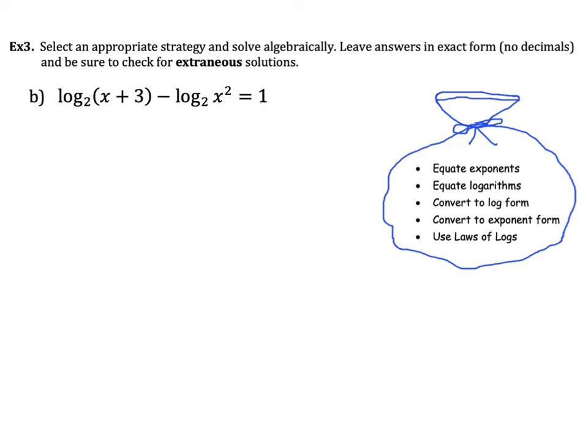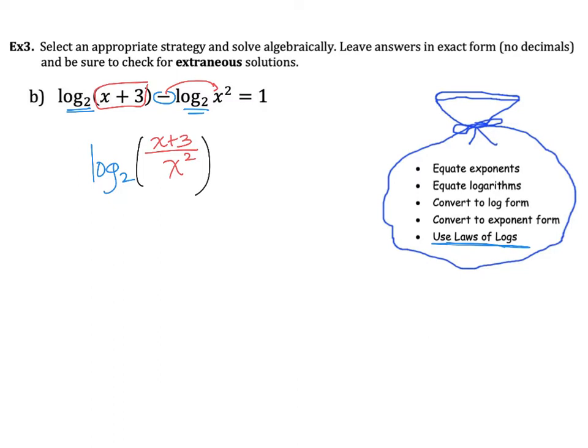Okay, letter B. Letter B, once again, I'm just going to give you the hint. Use your laws of logarithms to get yourself started. If you want to pause at any time, please, by all means, pause and try these on your own. So letter B. I see this minus sign. I see I have a log base 2 and a log base 2, so I'm going to use my quotient rule. And my quotient rule says that if I have a minus sign, I'm going to take this x plus 3 that's in my numerator, whatever follows my minus sign is in the denominator.